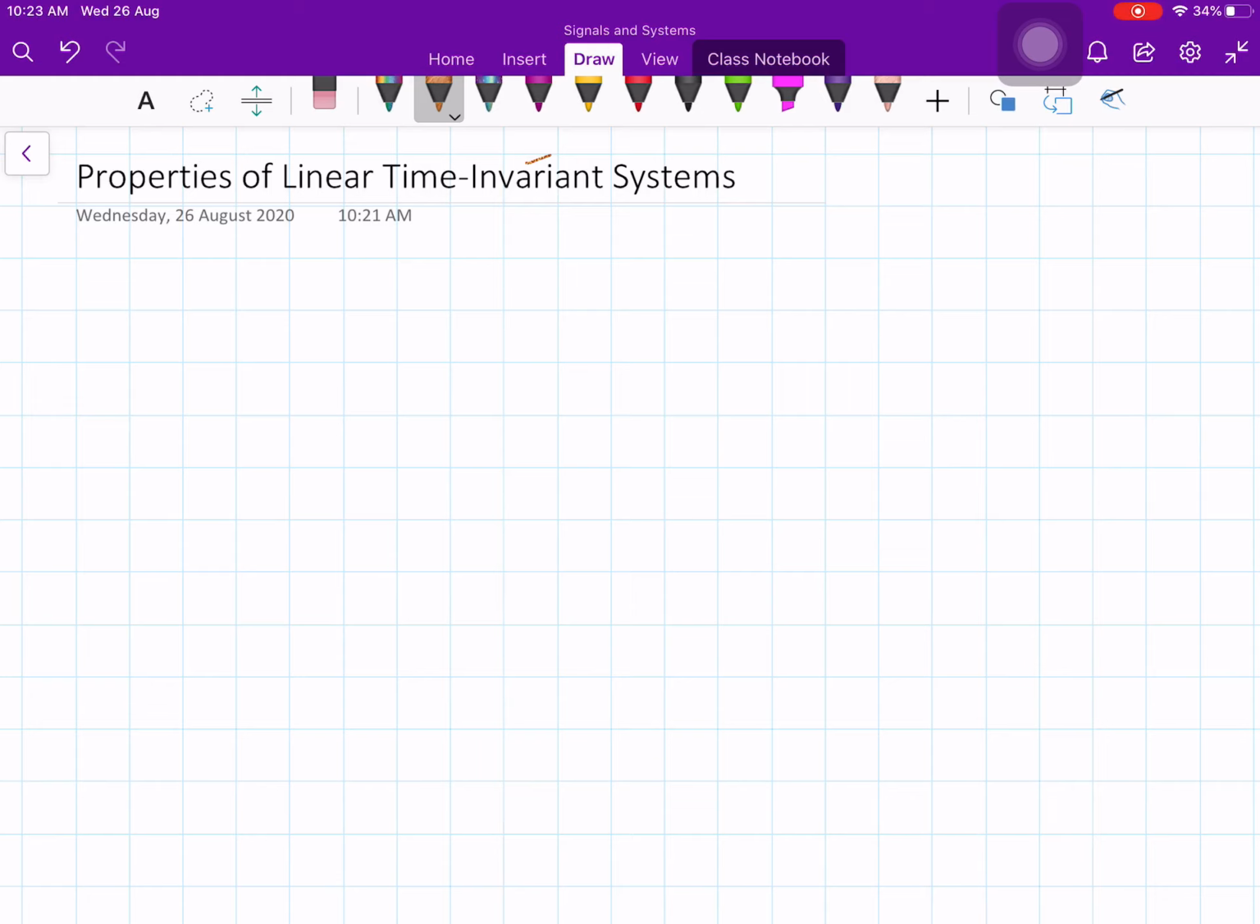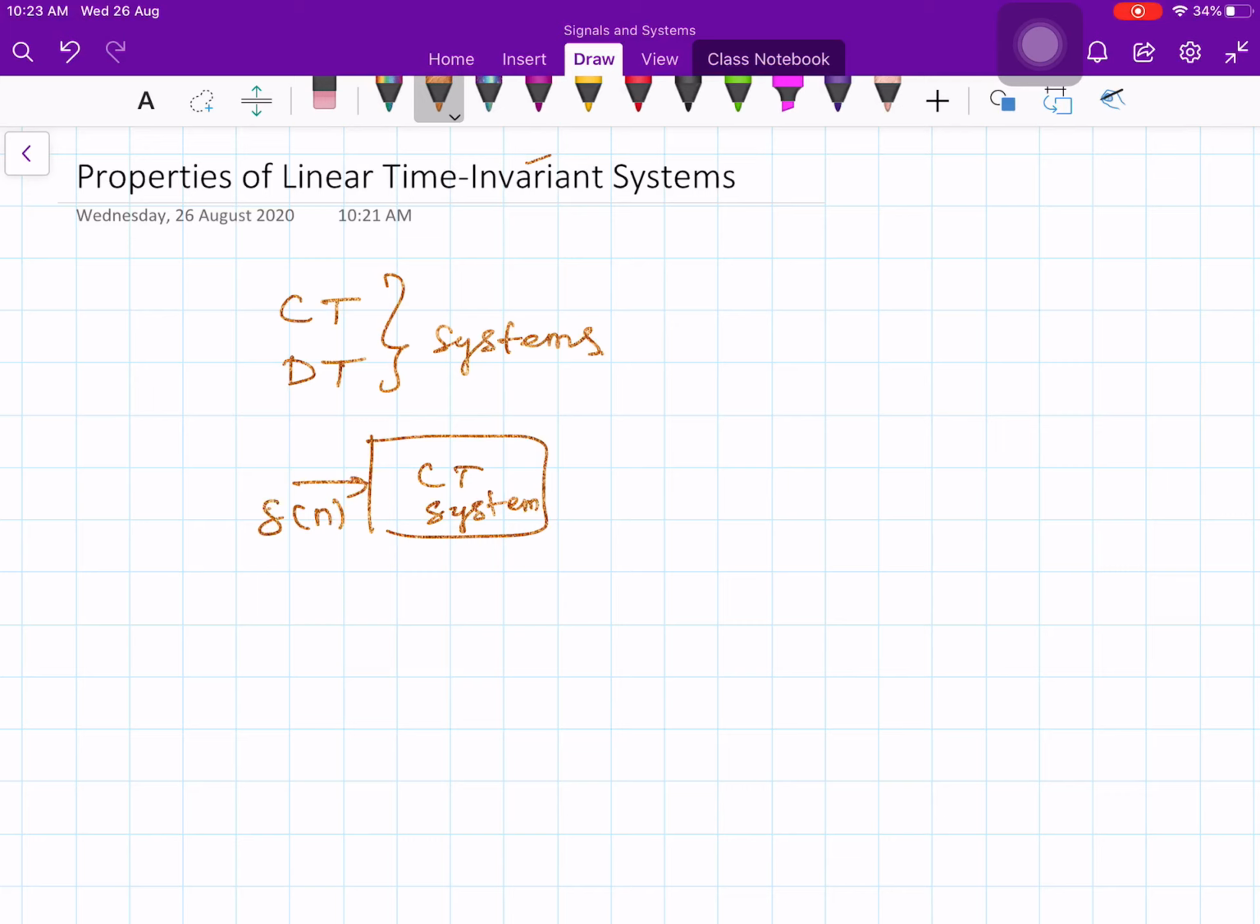We have developed the extremely important representations of continuous time and discrete time systems. In terms of their unit impulse response, you have a DT system, and if the input is delta of n, the corresponding output is called the impulse response h of n. If it is a CT system, then the input is delta of t and the corresponding output is h of t.